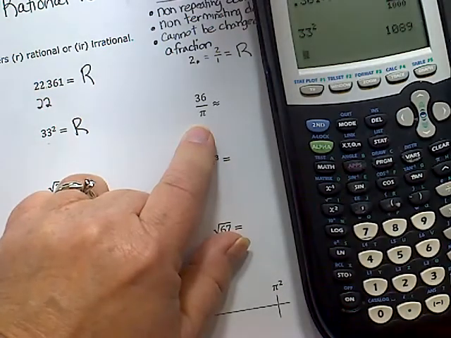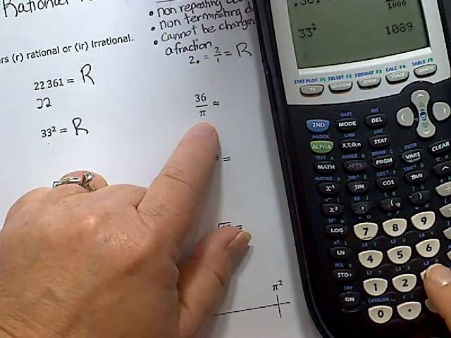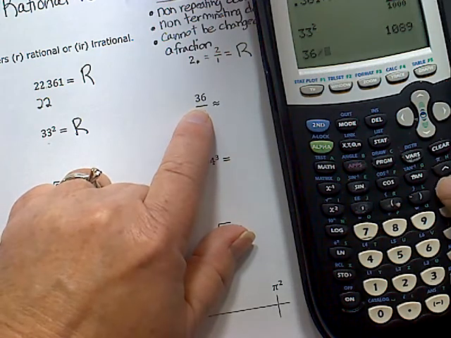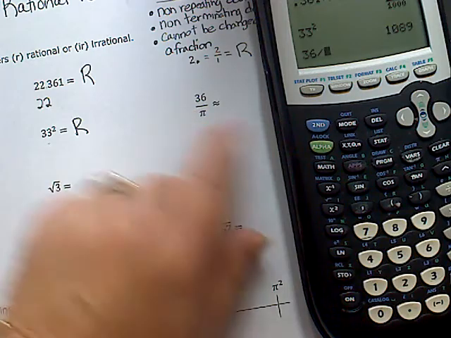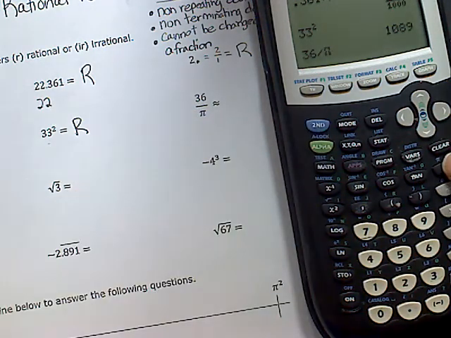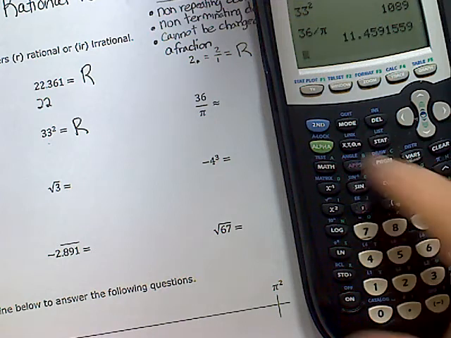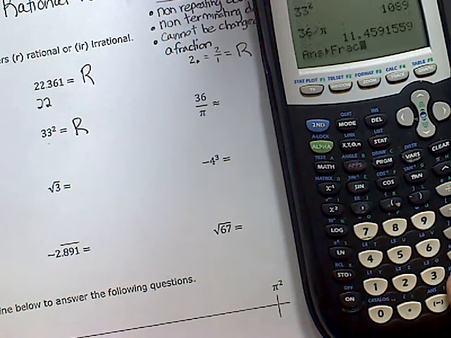Okay? Now, 36 divided by pi. Let's just put it in, even though we already know it's got pi, it's irrational. 36, this sign is divide by, then I have to do pi, so I have to do second and pi. Now, hit enter. Look at this number. It looks like it ends, right? But if I hit math, enter, enter, oh, it doesn't change it to a fraction.